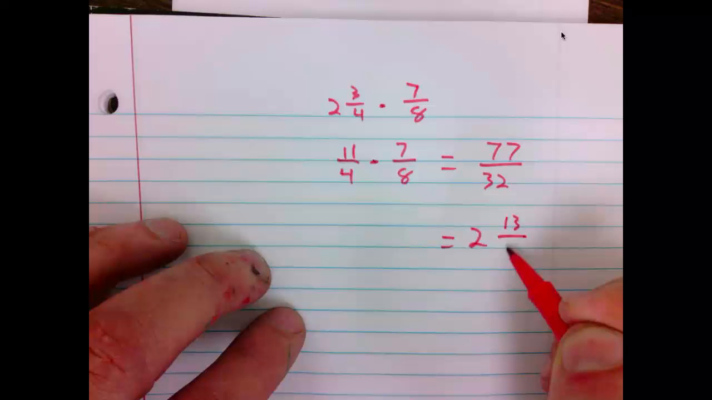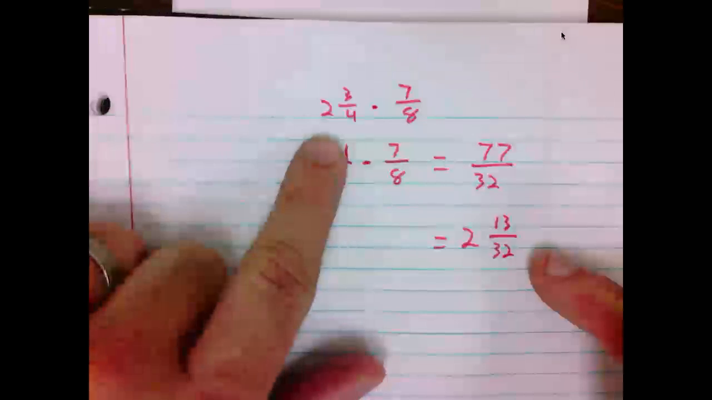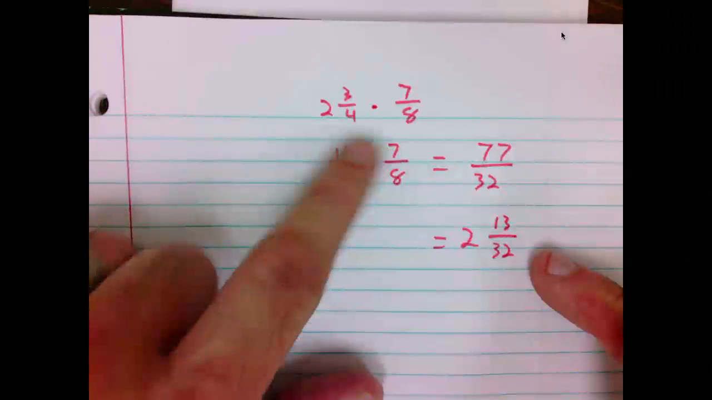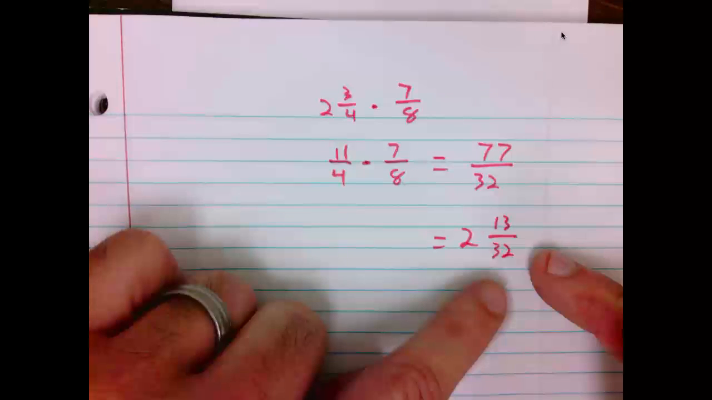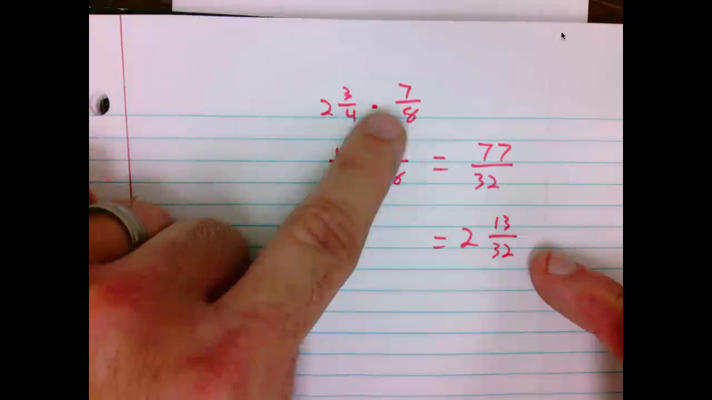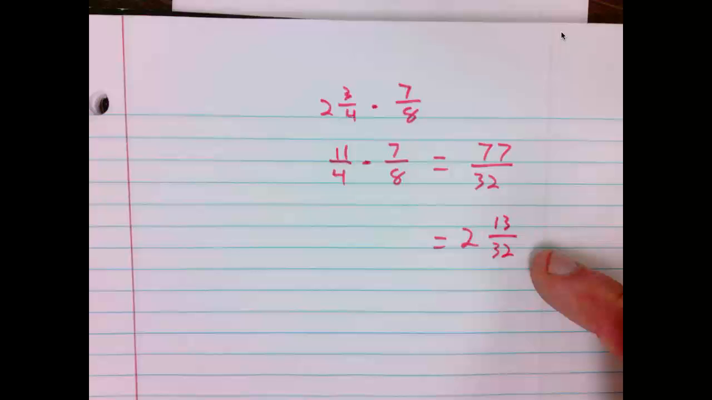We see that this result is very close to our original because 7/8 is very close to 1. Multiplying any number times 1 will remain the same. This number reduced a little bit, which is what we would expect. 2 3/4 times 7/8, slightly less than 1, would be slightly less than 2 3/4. Right.